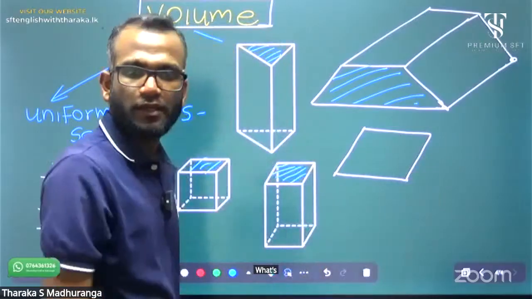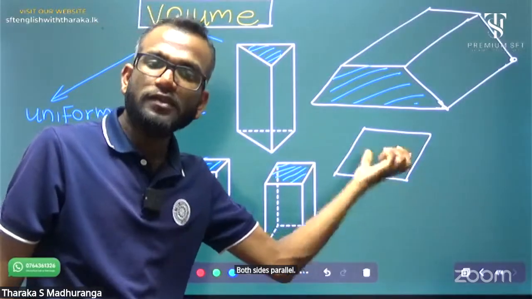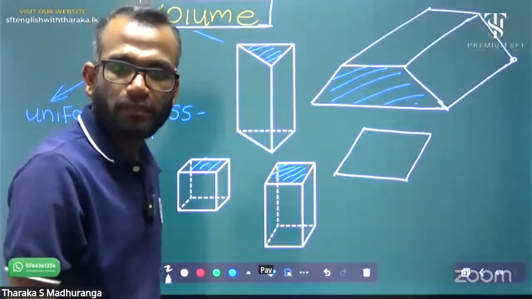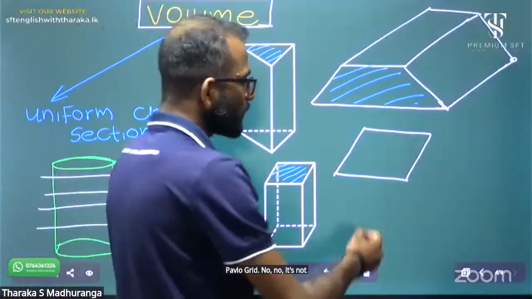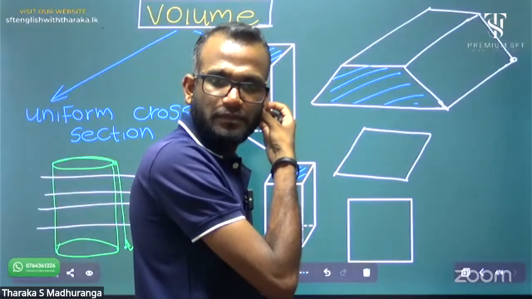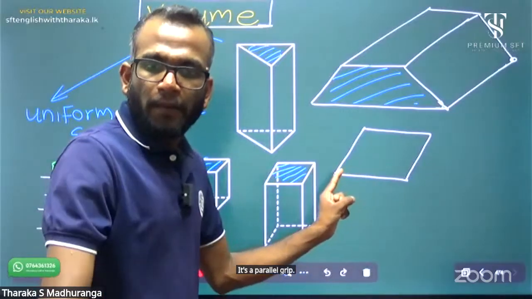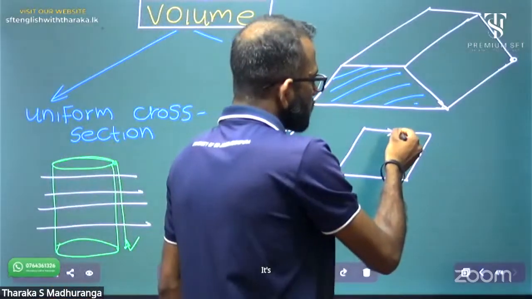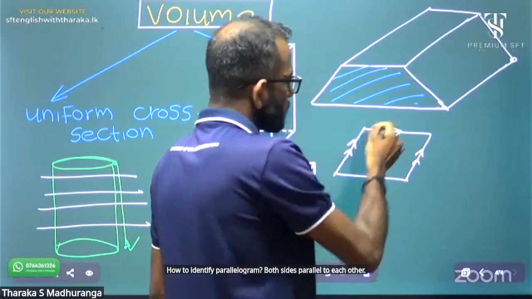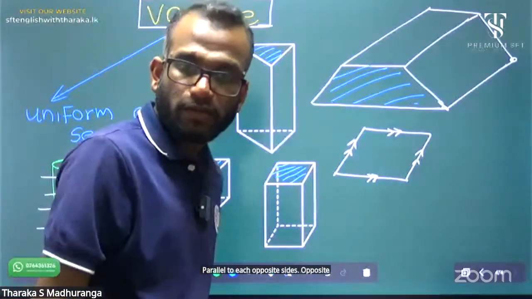What's the name of that? Both sides parallel. It's a parallelogram, right? No, it's not this square. This is a square. It's a parallelogram. How to identify a parallelogram? Both sides parallel to each other. Each pair of opposite sides is parallel: a parallelogram.